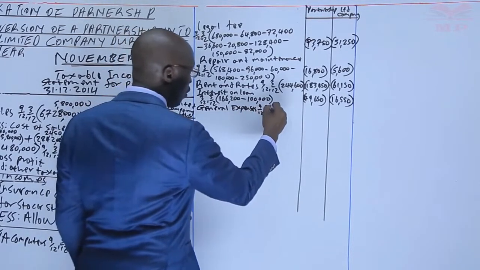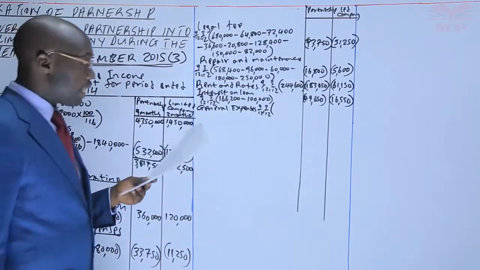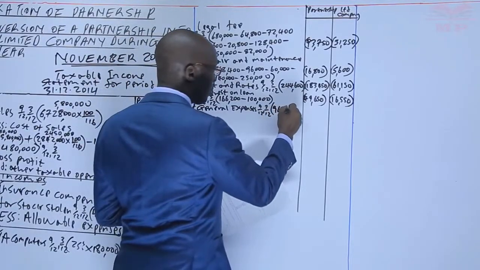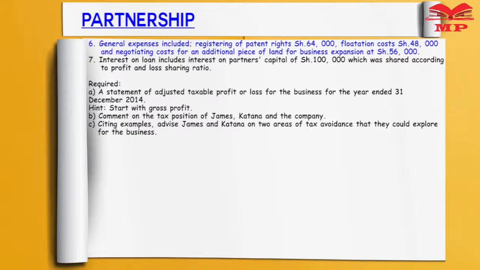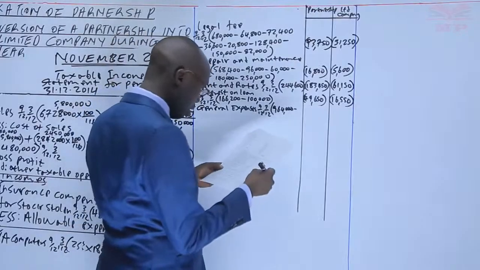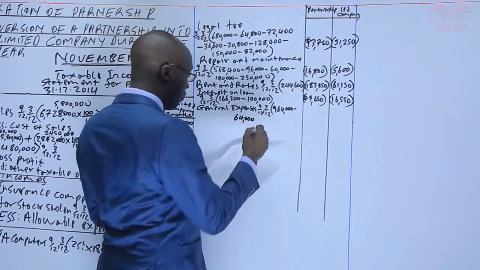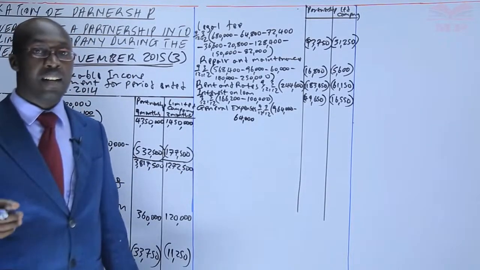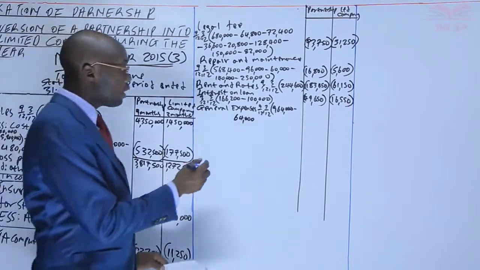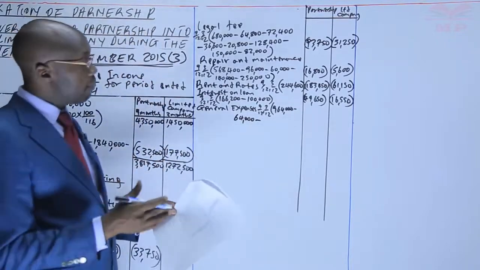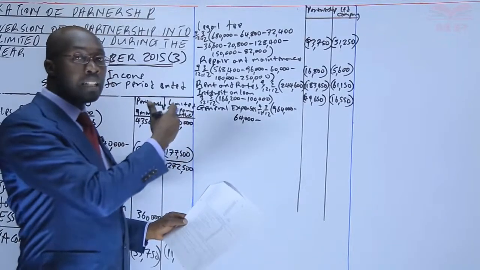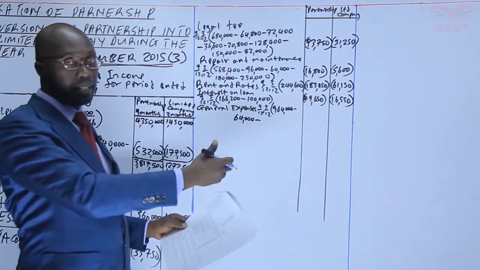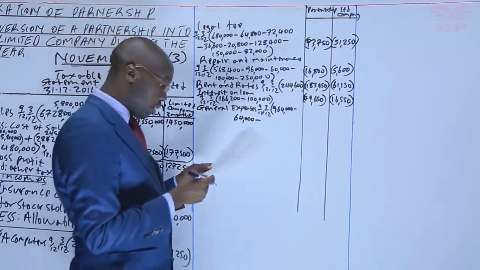Nine over 12, 3 over 12 of the overall general expense, which is 964,000, but we must minus, there is an additional information number 6 about the general expense, which we are told that it included registering of a patent right of 64,000. Patent right cost, we said, is not allowable, so that needs to be minus 64,000. Also, flotation cost of 48,000. We said flotation cost is for the shares, and it is usually for the company. So this one, we have to remove it from here, although we said it's allowable on the company. But the figure that we want to remain with is the one we apportioned, the one relating to the partnership. This one needs to be taken to the company directly. So we need to, first of all, remove it from here, 48,000.